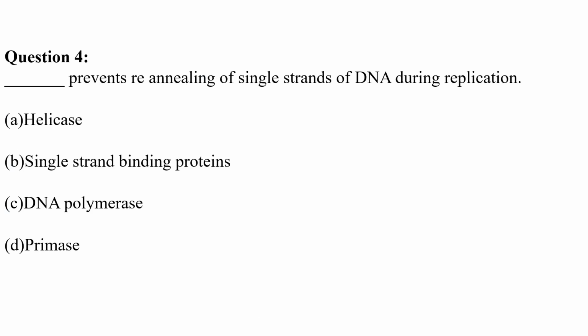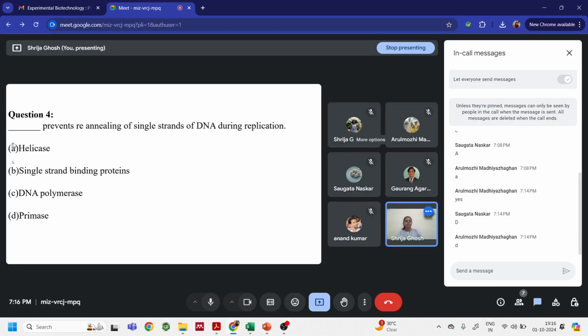Moving on to the next question, question number 4. Dash prevents re-annealing of single strands of DNA during replication. Option A helicase, option B single strand binding proteins, option C DNA polymerase, and option D primase. What prevents the re-annealing of single strands of DNA during replication?